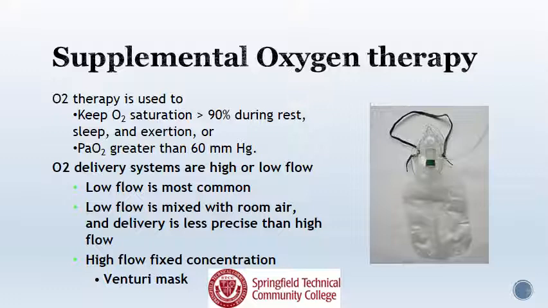Oxygen delivery systems are high or low flow. The low flow is the most common. It's mixed with room air, and delivery is a little less precise. It's actually a lot less precise than high flow. High flow offers a fixed concentration of oxygen, the Venturi mask. There's also a high flow oxygen system that's used in acute care. I wouldn't want my patient at home to be on a Venturi mask needing a higher concentration of oxygen. Typically, your patients at home are going to have a nasal cannula, 2, 3, 4 liters, and they're going to be checking their oxygen at periods during the day.